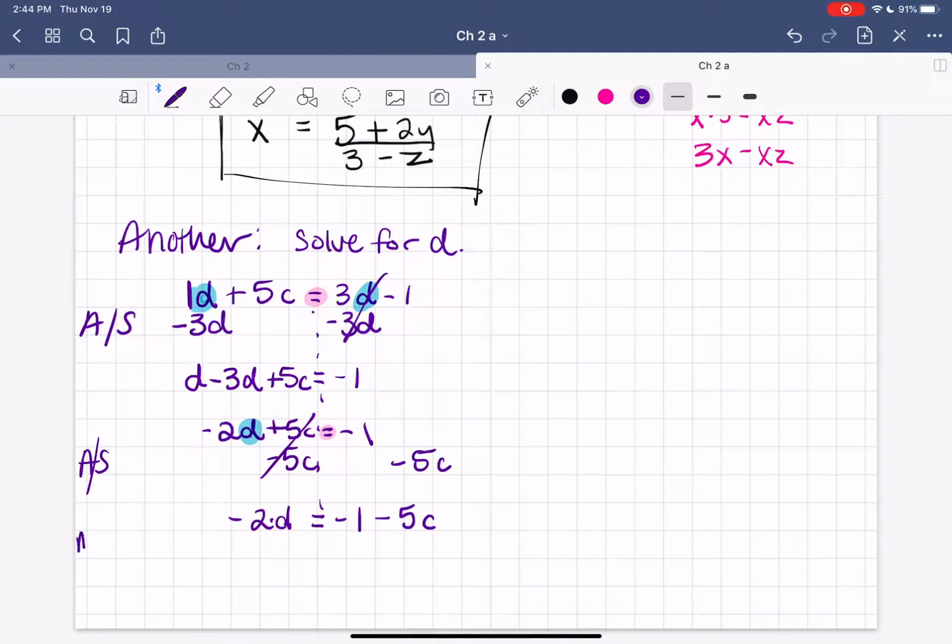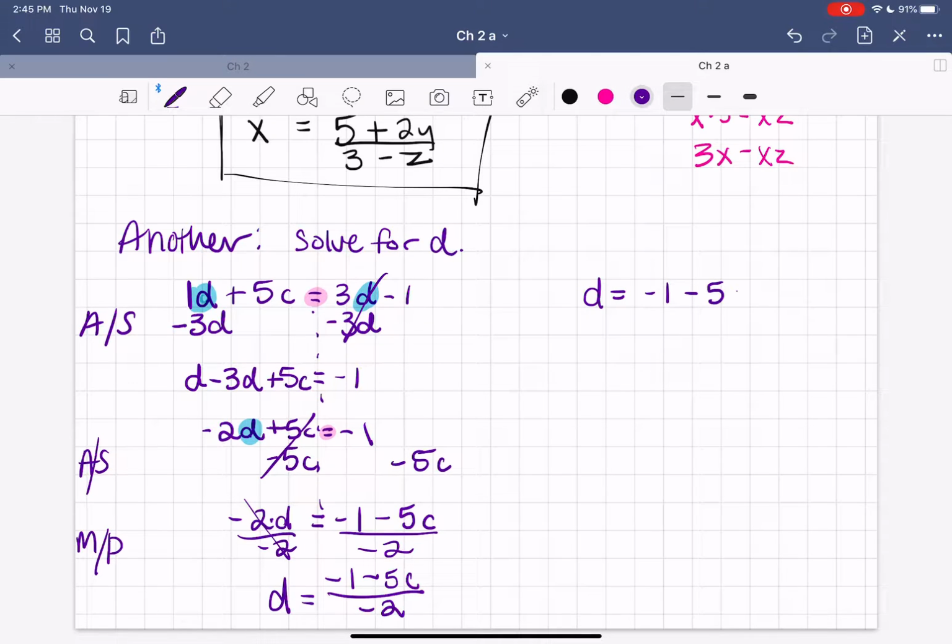Now, last piece is the multiplication and division, because I have a -2 that is attached with multiplication to my d. So divide by -2, divide by -2, cancels out there. I get d equals -1 minus 5c over -2. Okay, that is not quite going to be our answer, because I said you could leave it like this, but if you have something that can be canceled out of the top and the bottom, then we want to do this.